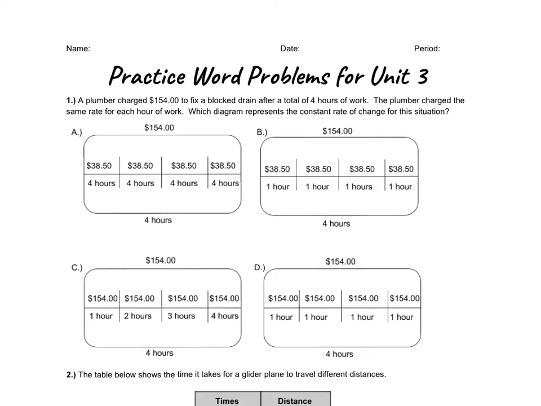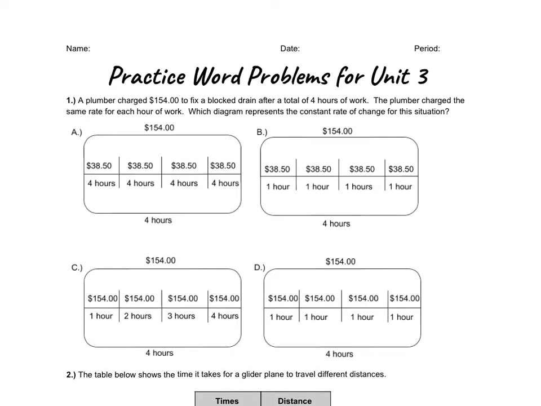Looking at number 1. It says, practice word problems for Unit 3. A plumber charges $154 to fix a blocked drain for a total of 4 hours of work. The plumber charged the same rate for each hour. Which diagram represents the constant rate of change for the situation?